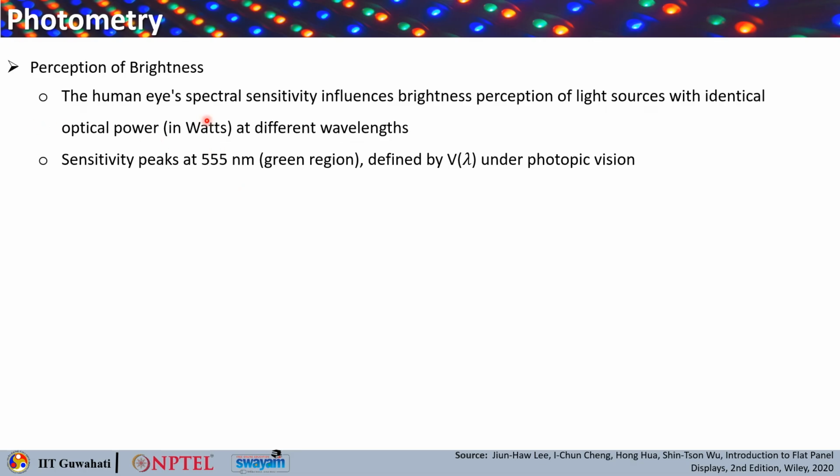The human eye's spectral sensitivity influences the brightness perception of light sources with identical optical power, in watts, at different wavelengths. For the human eye, the sensitivity peaks at 555 nanometer, which is in the green region, and is defined by V lambda under photopic vision.